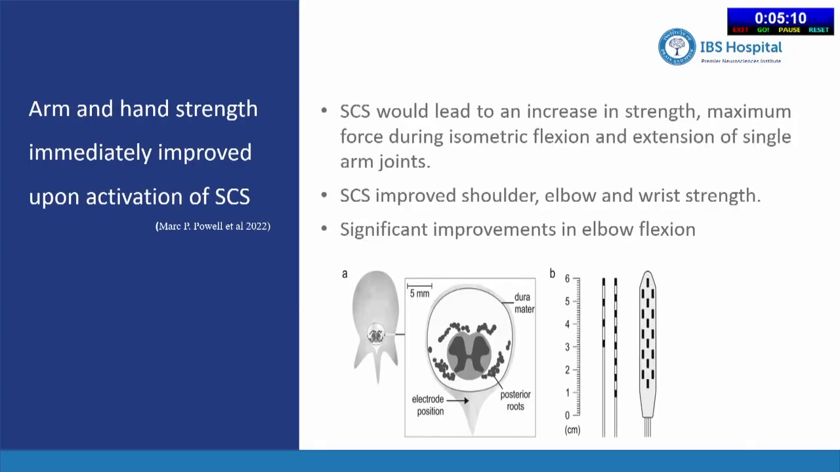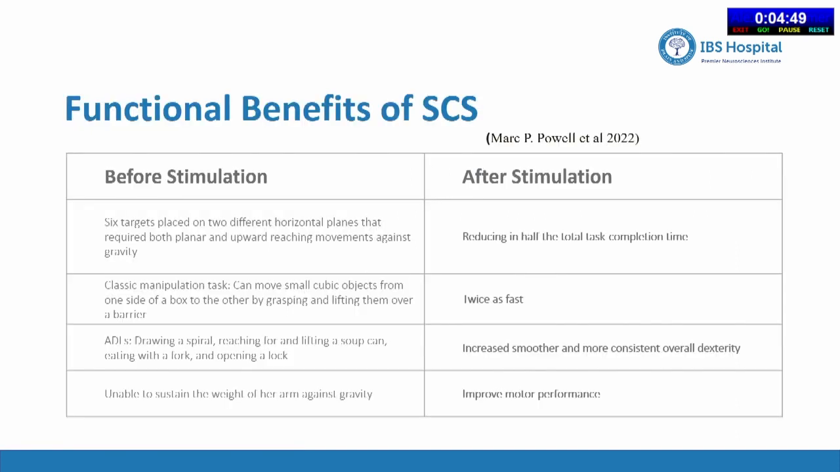So what do we gain? Arm and hand strength immediately upon activation of SCS. This is what we call active intervention. When you stimulate and the muscle groups respond and the interneurons respond, that is the active phase of it. Over time, you don't require the stimulation to be on. People can move the arms and legs without it as well. Why I said leg, I'll come to that point as well.